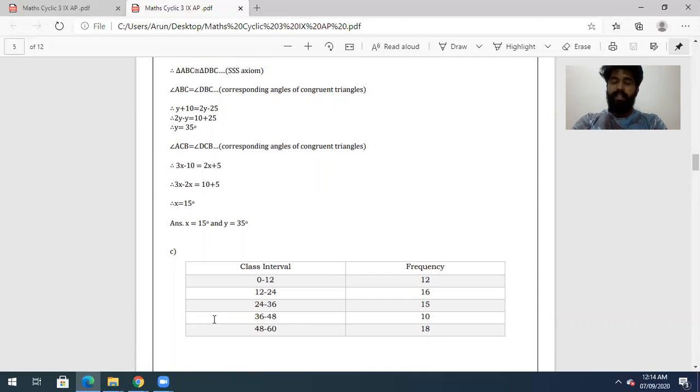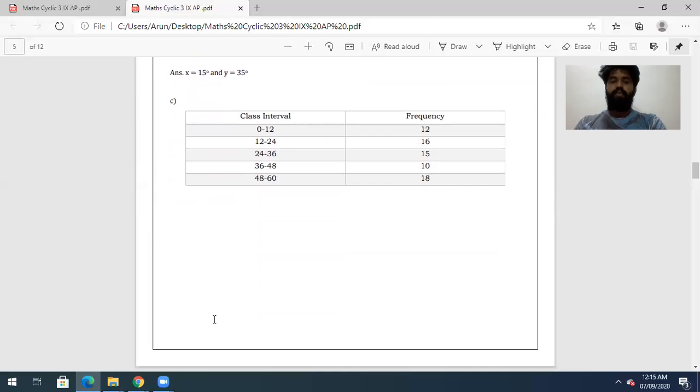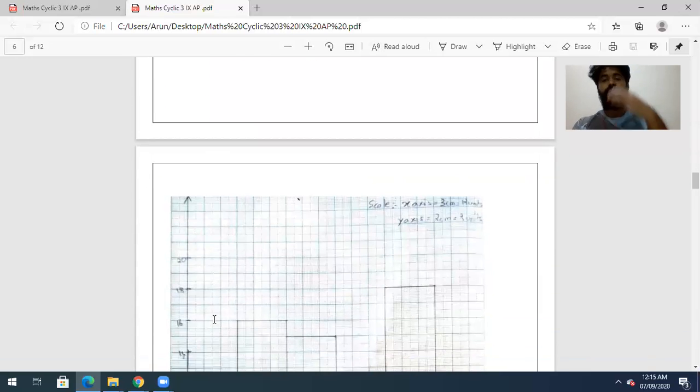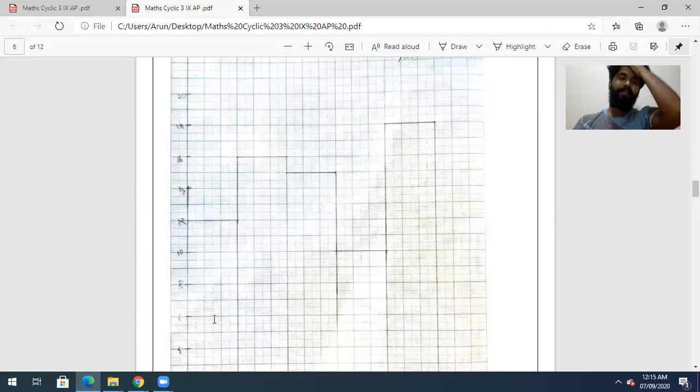Moving on to the next question, you have to draw a histogram. The data given to you is the class intervals are 0 to 12, 12 to 24, 24 to 36, 36 to 48, and 48 to 60. The frequency given to you is 12, 16, 15, 10, 18. So now once you've drawn the table, you will move on to the graph.